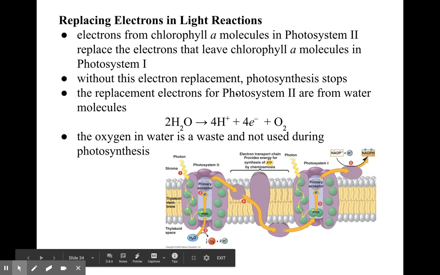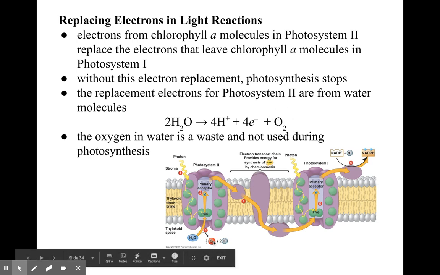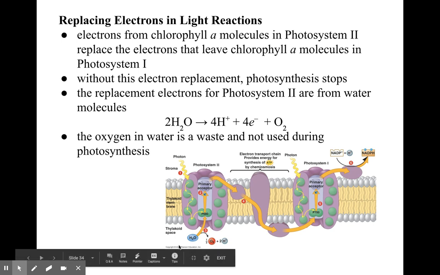And when it does that, we will then have 4 hydrogen ions, or 4 protons made, 4 electrons, those are getting stolen by the primary acceptor, and 1 oxygen molecule. So oxygen is going to get made, and we're going to get protons and electrons. So water in this story is what we call split. We split the water, okay?